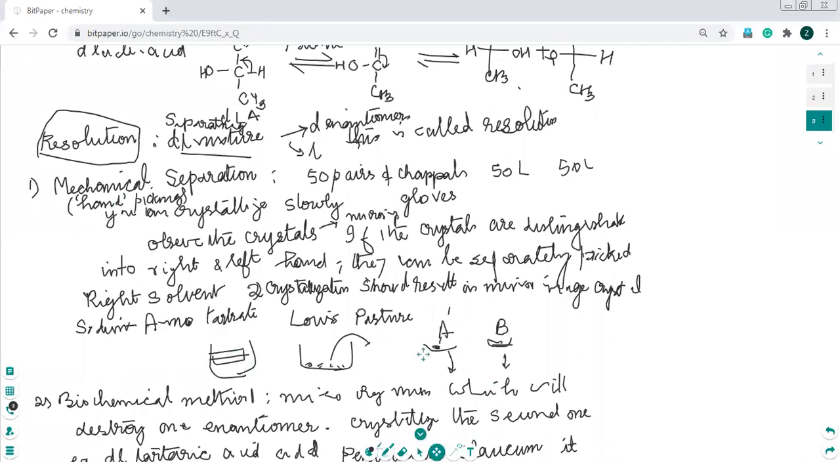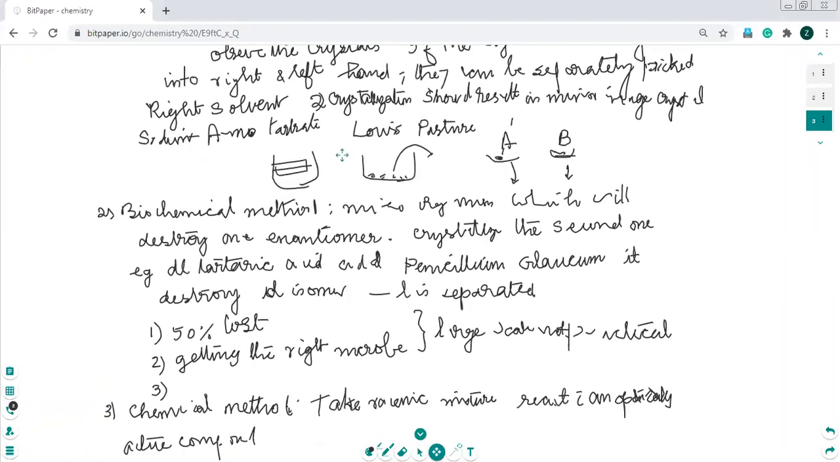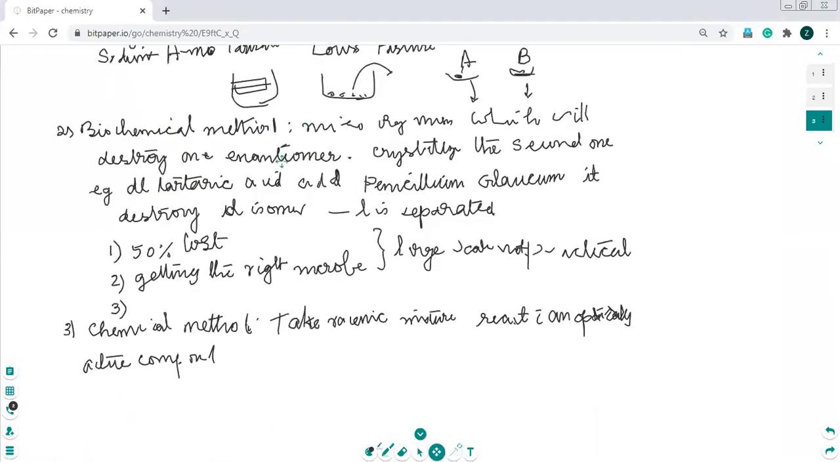The second method is the biochemical method, in which one of the enantiomers is consumed, destroyed by the microorganism, so that one enantiomer is left behind. But here you have a lot of disadvantages. You should get the right microorganism, and secondly, 50% of the material is lost. If it is ideal, 50% is lost. So these two are not very good methods. You cannot apply them on a large scale.